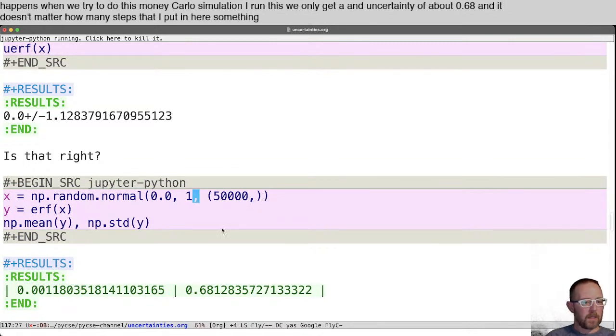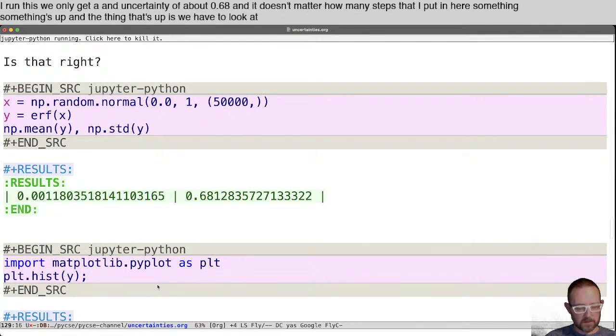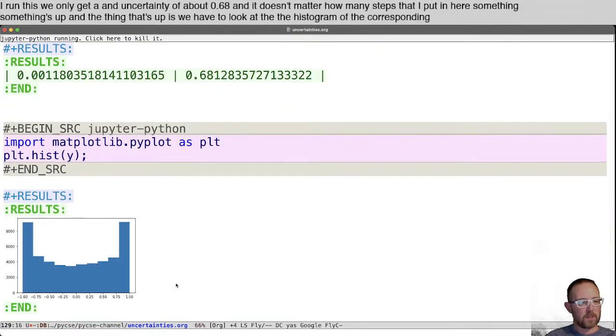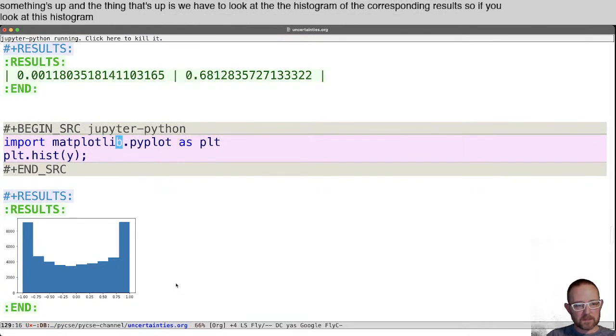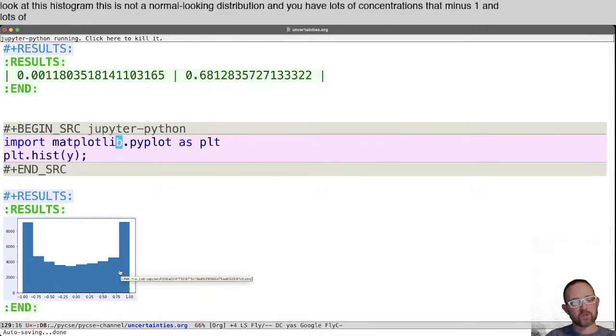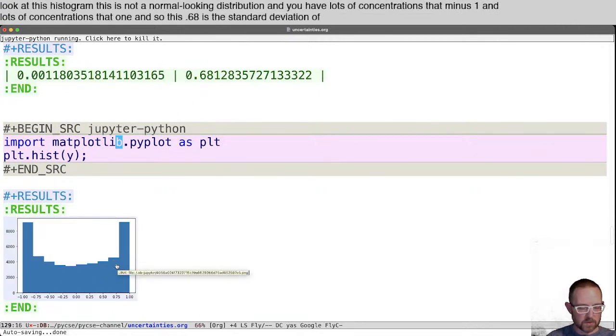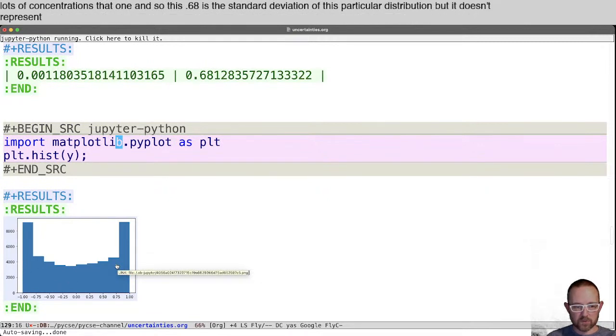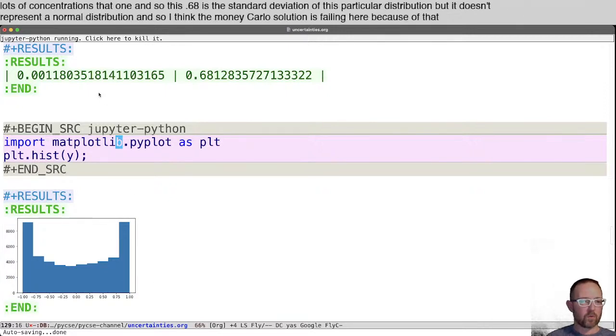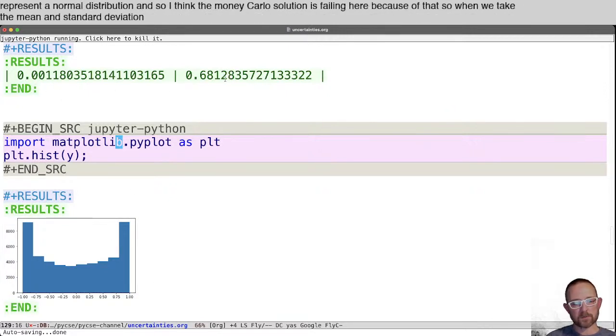Something's up. And the thing that's up is we have to look at the histogram of the corresponding results. So if you look at this histogram, this is not a normal looking distribution. And you have lots of concentrations at -1 and lots of concentrations at 1. And so this 0.68 is the standard deviation of this particular distribution, but it doesn't represent a normal distribution. And so I think the Monte Carlo solution is failing here because of that. When we take the mean and the standard deviation, we're kind of assuming the distribution we're looking at is a Gaussian looking distribution, and this one isn't.